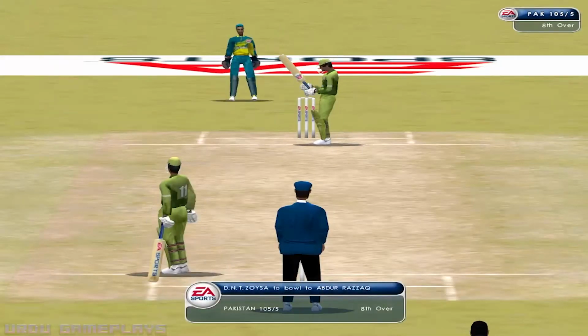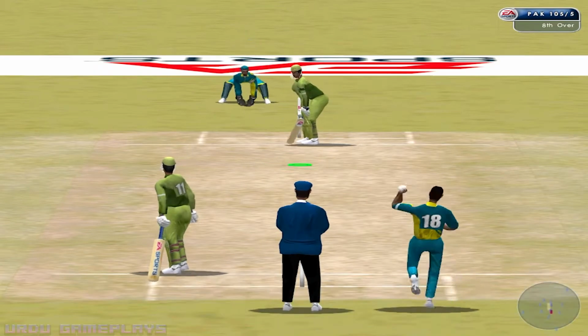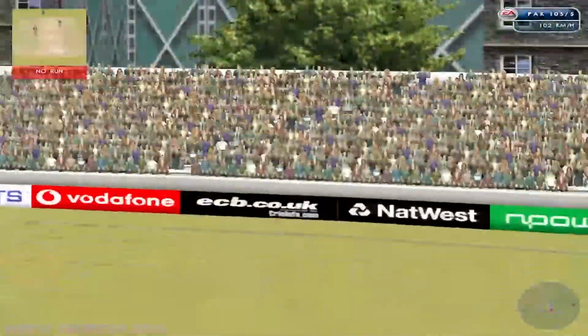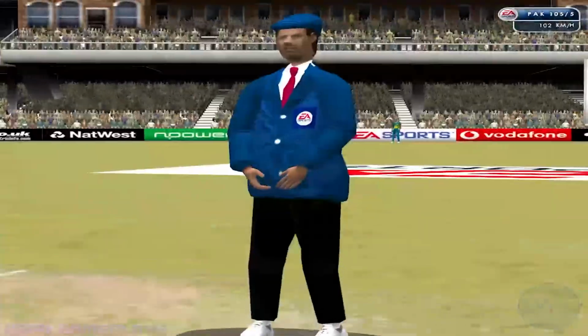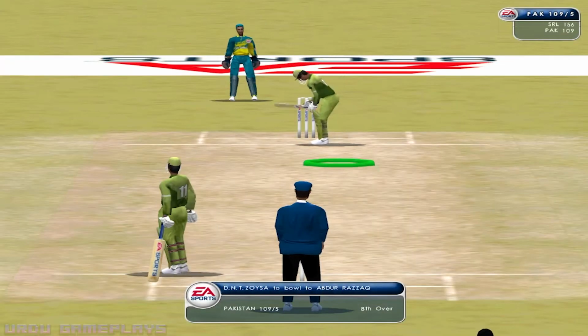He'll be pleased. 13 overs are left for Pakistan. Zoysa to bowl the last of his allotted overs. Now the run rate stands at just over 3.5 an over. That's gone high in the air. Abdur Razak has moved into the 20s and is starting to look far more relaxed.